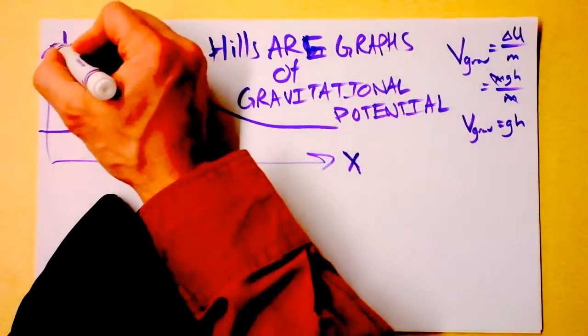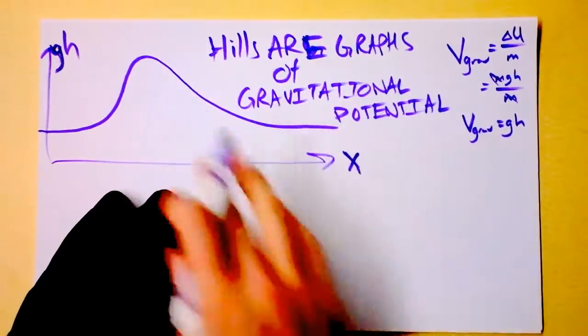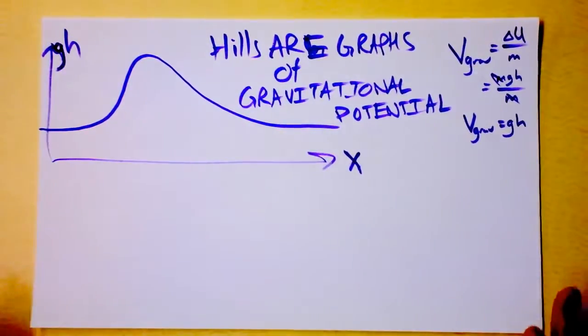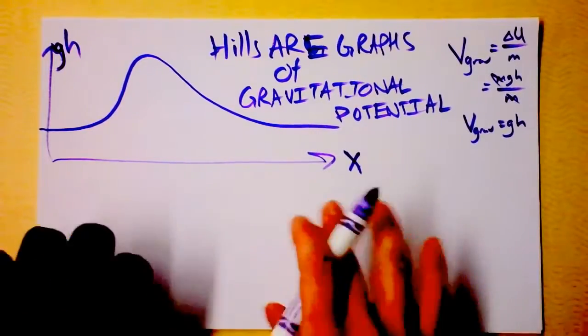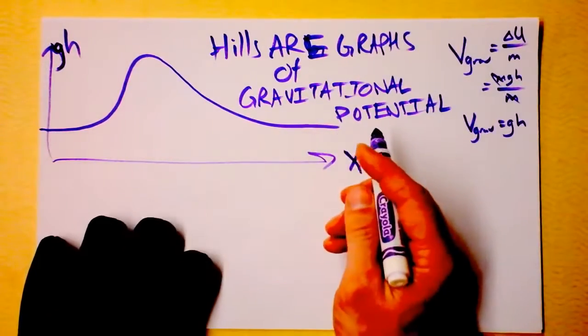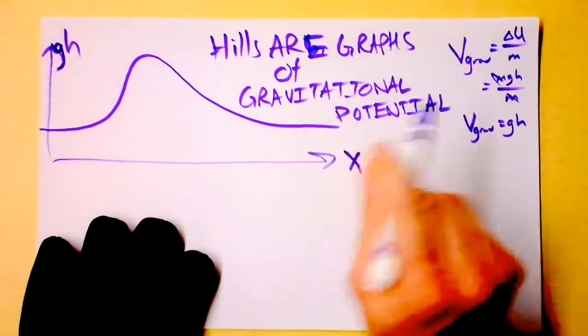So I could rescale this by multiplying by g, and nobody would notice. So a hill is a graph of gravitational potential. And that's all well and good for gravitational things, because that means it's also a graph of gravitational potential energy for all mass, because I multiply by m and I've still got the same shape.